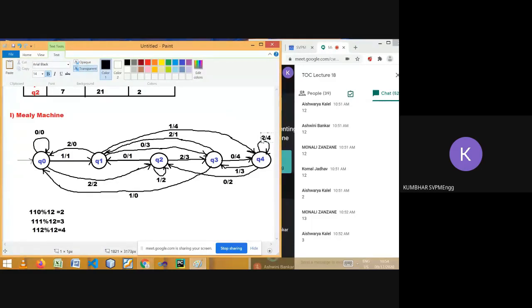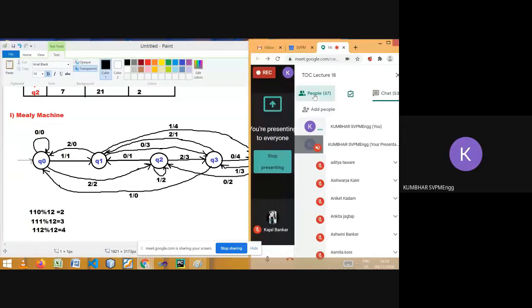Why are we saying this is an output machine? Because at every input it is giving an output. That output may be 0, 1, 2, 3 or 4 for this example. But every input is giving an output. Correct? Yes, correct. Does anyone have any query for this? Anyone has a query? No, sir.